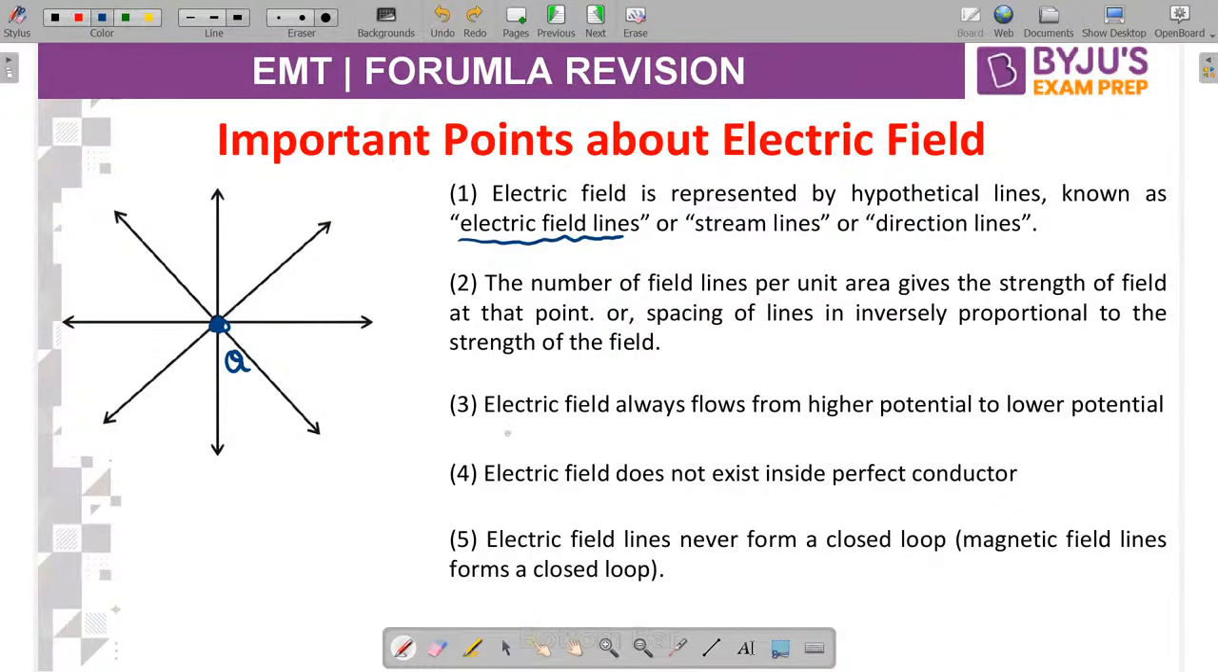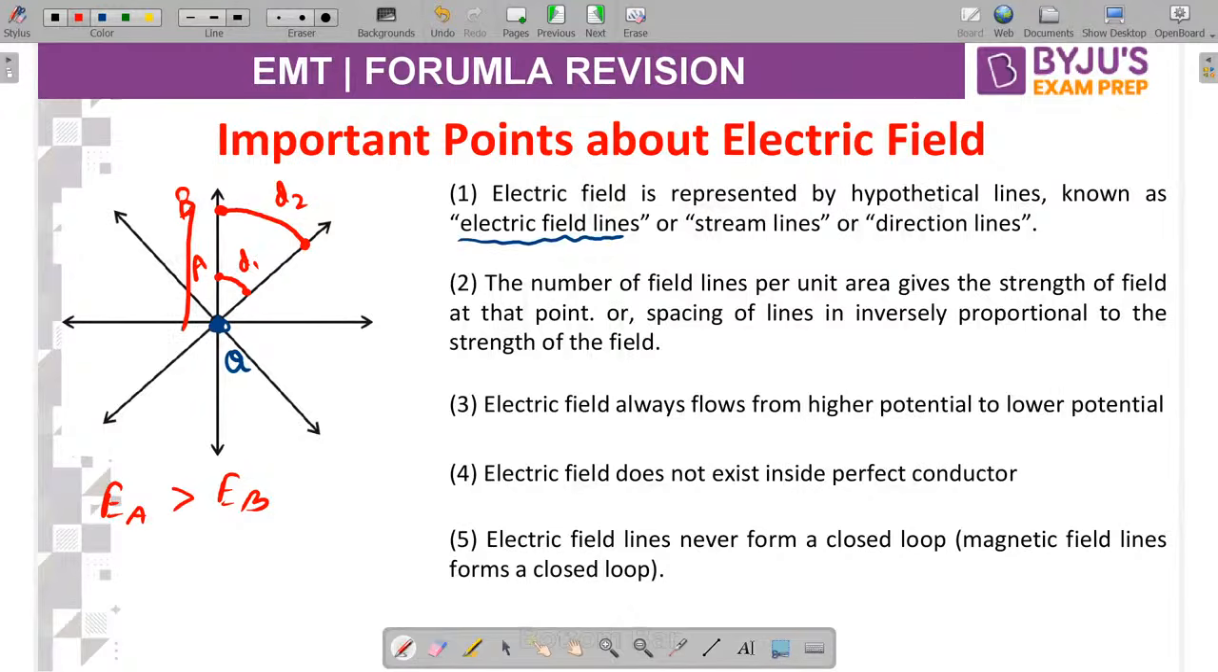Number two, now very clearly you can measure, guys. Suppose, what is the spacing between the field lines here and what is the spacing between the field lines here? Let's say this is some point A, and this is some point B. Let's say this is some distance D1, this is some distance D2. We all know which electric field has to be more. Electric field at A will be greater than the electric field at B, because the electric field is inversely proportional to the distance.